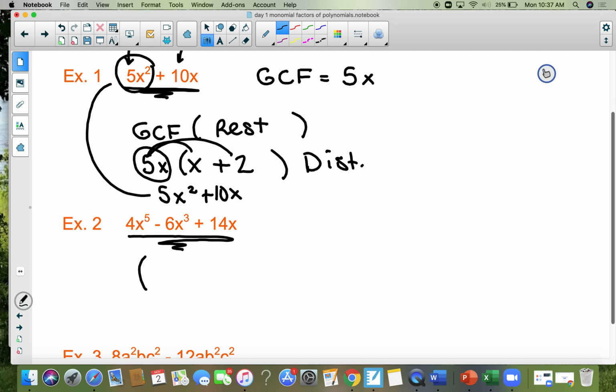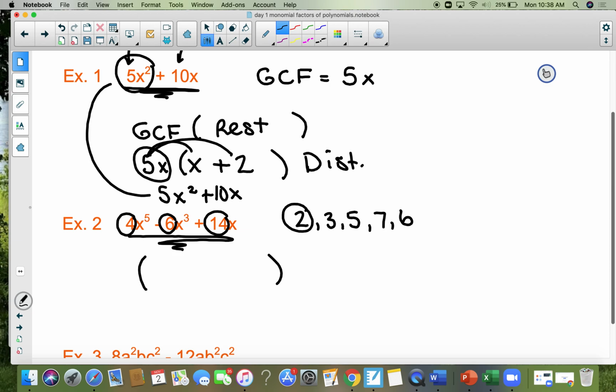And what we're going to do is put parentheses out here. We're trying to figure out what number would go into all 3 of these numbers. So I'm just going to throw some numbers out, like 2 and 3 and 5 and 7 and maybe 6. Does 2 go into all 3 of those numbers? Does 2 go into 4? Yes. Does 2 go into 6? Yes. And does 2 go into 14? So far 2 goes into all 3 of those.